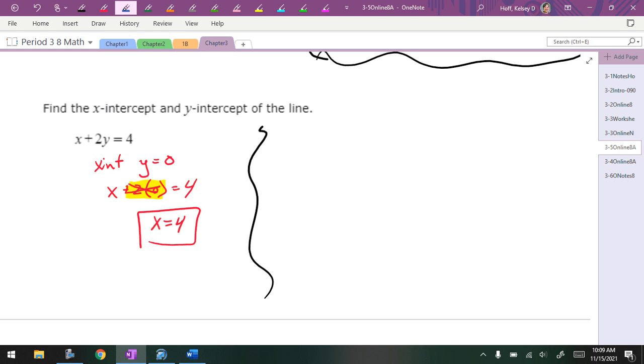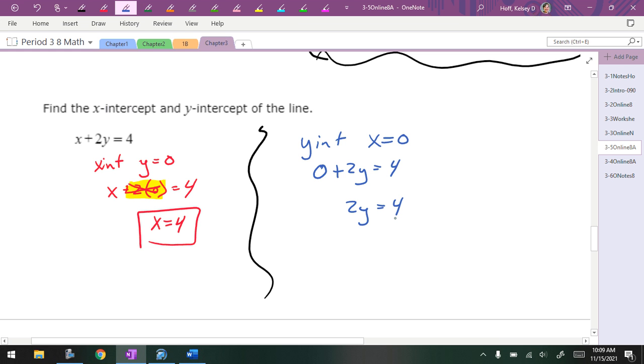On the flip side, if I want to find the y-intercept, what do you know? X is 0. So start over, take your equation, and instead of x, put 0. So instead of x plus 2y equals 4, we have 0 plus 2y equals 4. 0 plus 2y is 2y equals 4. So is my y-intercept 4 as well?